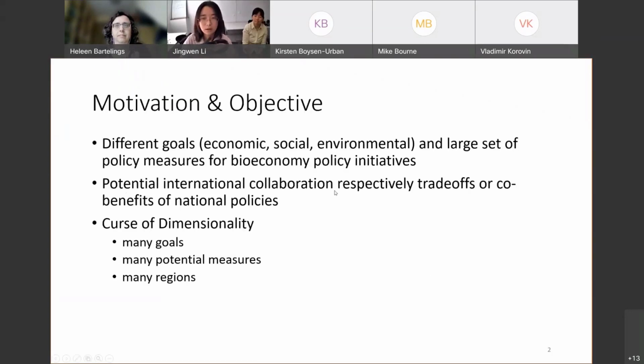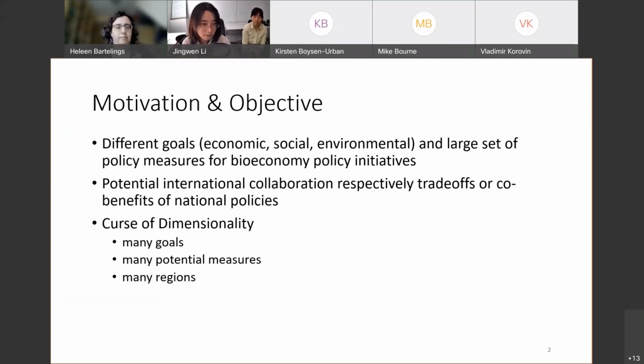So let's get started with some background and motivation about our project. As you may know, policy design today is facing a lot of challenges. First, we're facing many different goals. Some cover economic aspects, some social aspects, some are environmental goals, and most of them overlap while some conflict. We also have a very large set of policy measures for bioeconomy policy initiatives, which brings a lot of complexity to policy design.